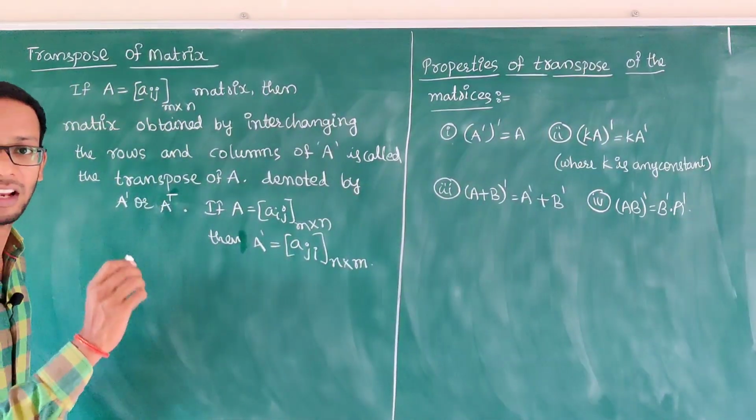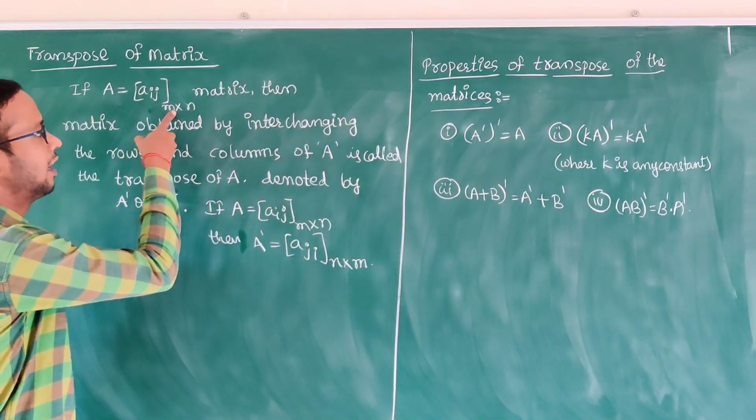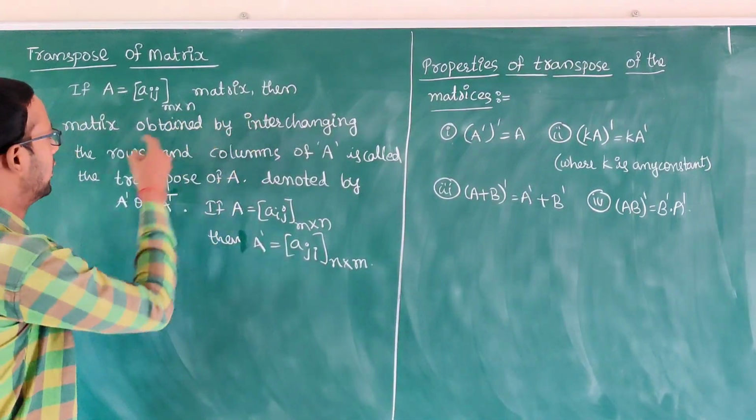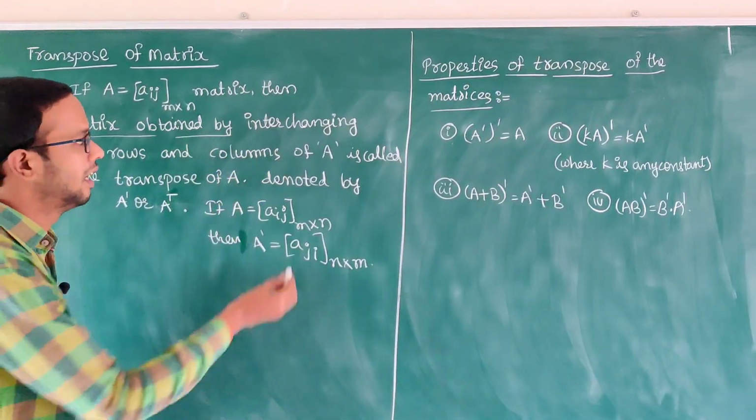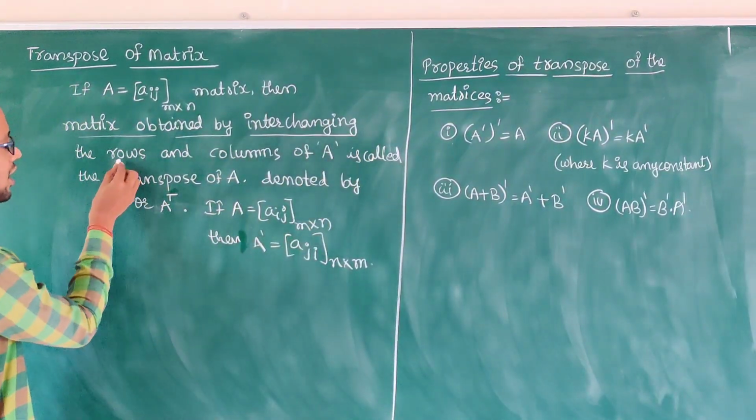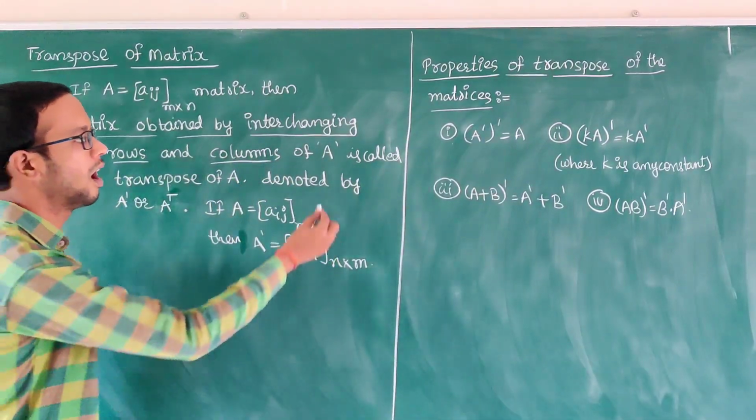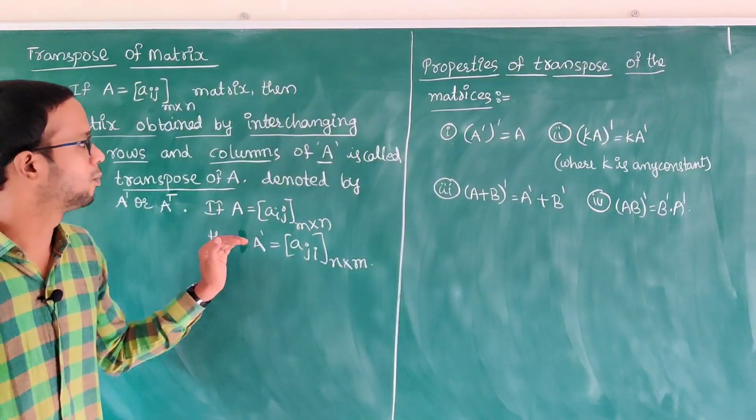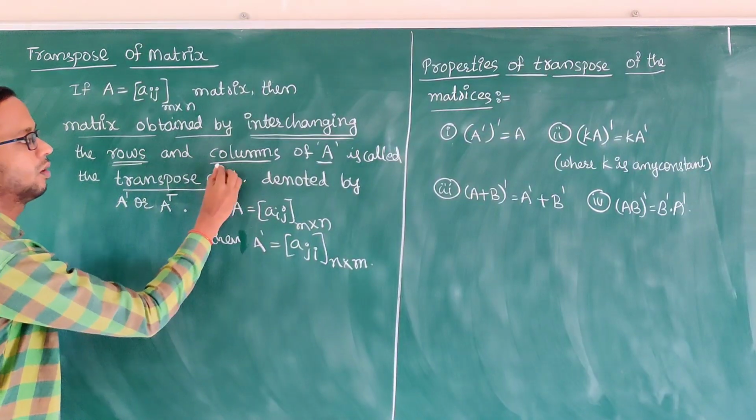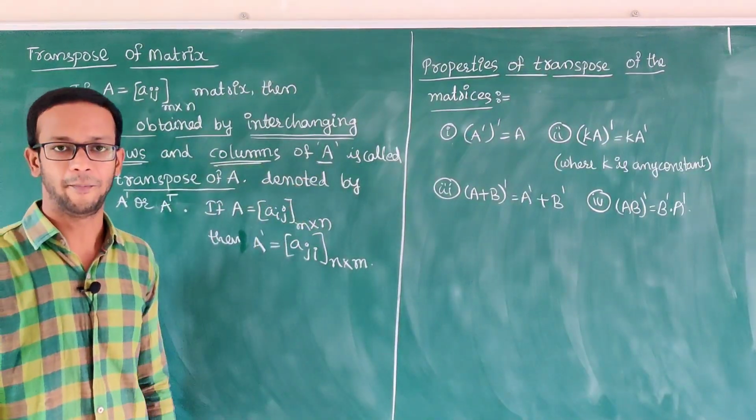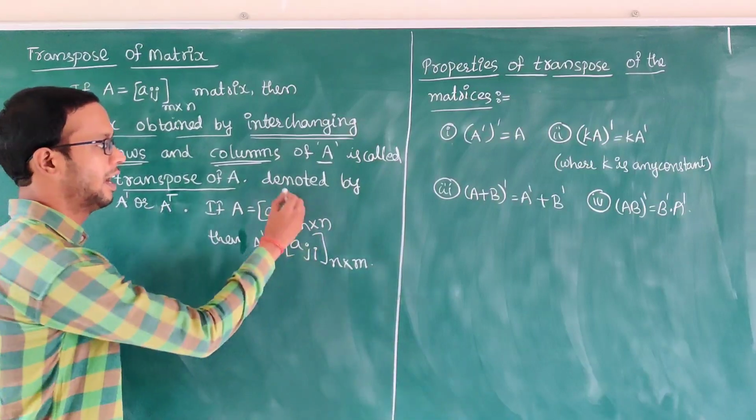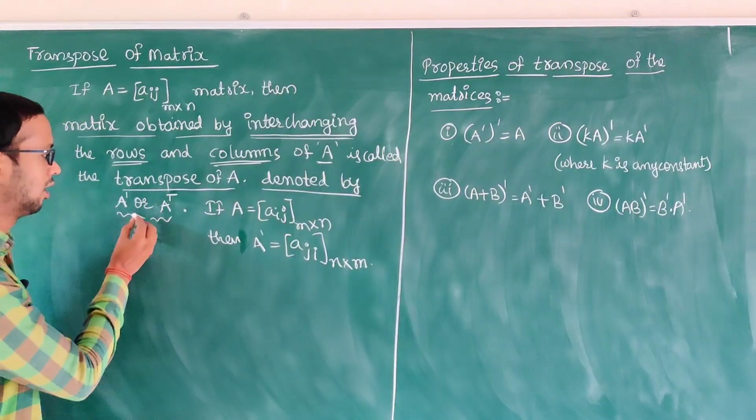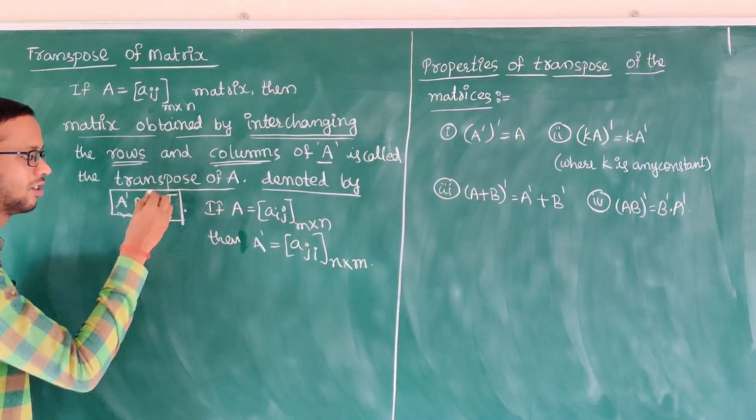Here you observe the definition I wrote clearly. If A is an m by n matrix, m rows and n columns, then the matrix obtained by interchanging rows and columns of matrix A is called the transpose of A, denoted by A dash or A transpose.